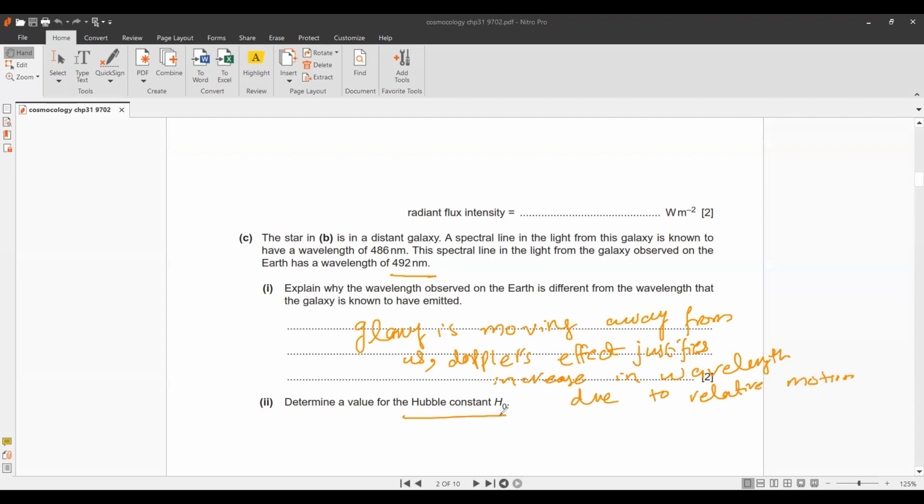Okay. Then they have asked us to find out Hubble's law. We know that Hubble's law is given by the formula H is equal to V over D. So first of all, we need to find out this V factor. For that, we're going to take help from the Doppler effect relationship, which is V over C.